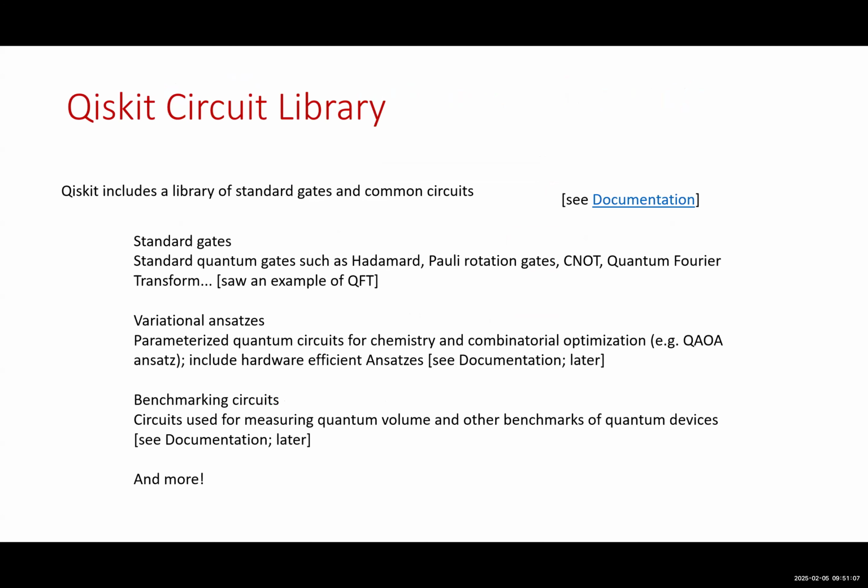Okay. Qiskit has a circuit library. We saw these simple gates X, H, and CX, right? And we also see quite a few other gates. They have a library of standard circuits and common circuits. There's documentation. So standard circuits, we already see this. They also have the quantum Fourier transform. We also showed that. There's some other variational ansatz.